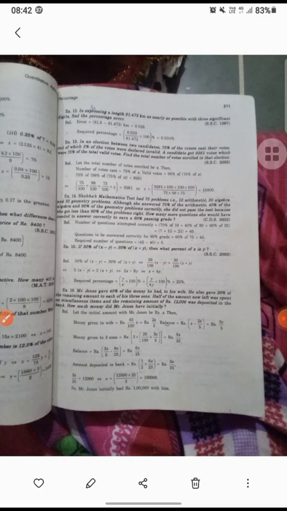Mr. John gave 40% of his money to his wife. He also gave 20% of the remaining amount to each of his three sons. Half of the amount now left is spent, and the remaining amount of 12,000 was deposited. How much money did Mr. John have initially?